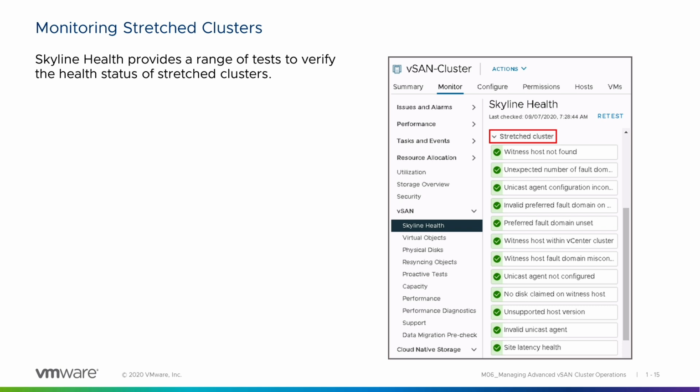And if needed, one of the things you could do is you could always go to Skyline Health and take a look at what's going on with your stretch cluster. Like I said a minute ago, if you replace your witness appliance, what you'll have to do is go to Skyline Health. For obvious reasons, you're not going to see all the tests in green. And then at that point, you'll have to repair the objects immediately. Now, when you take a look, you can see that there's a whole section of tests for stretch clustering. You can see, for example, the system could complain that it couldn't find the witness.